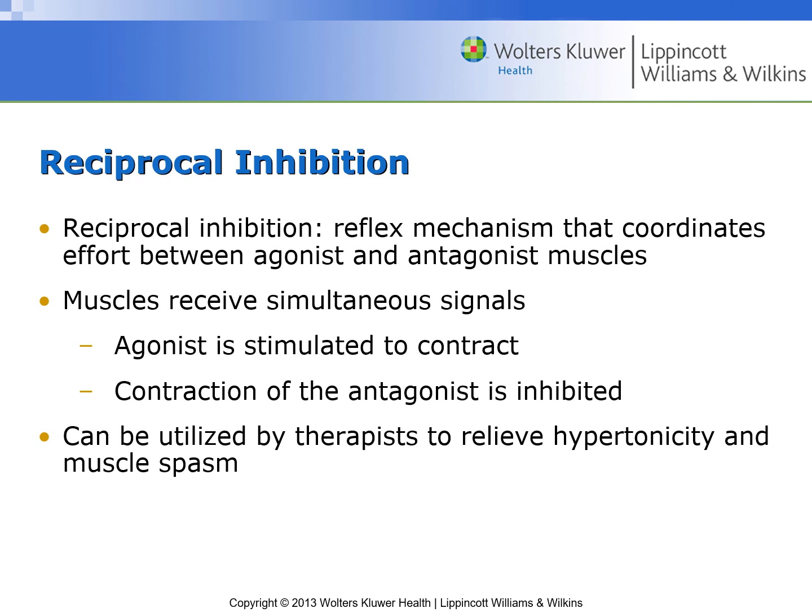Reciprocal inhibition is the reflex mechanism that coordinates the effort between the agonist and the antagonist muscles. Muscles receive simultaneous signals. The agonist is stimulated to contract, and the contraction of the antagonist is inhibited. It can be utilized by therapists to relieve hypertonicity and muscle spasm.